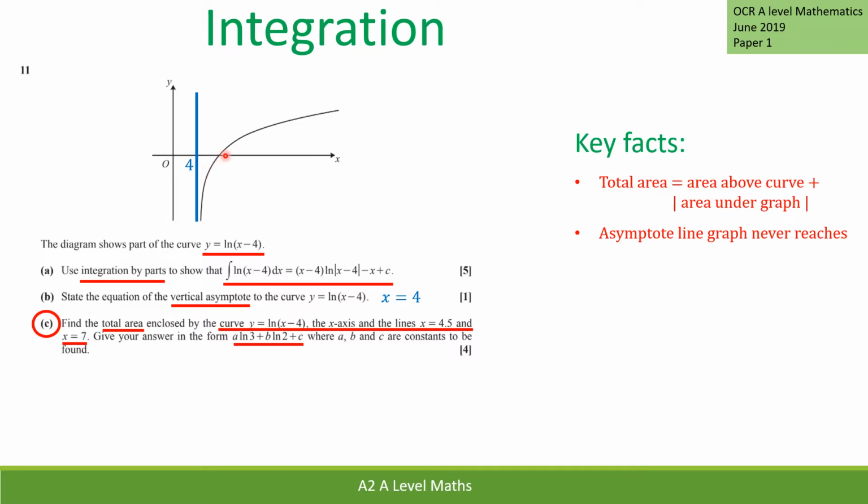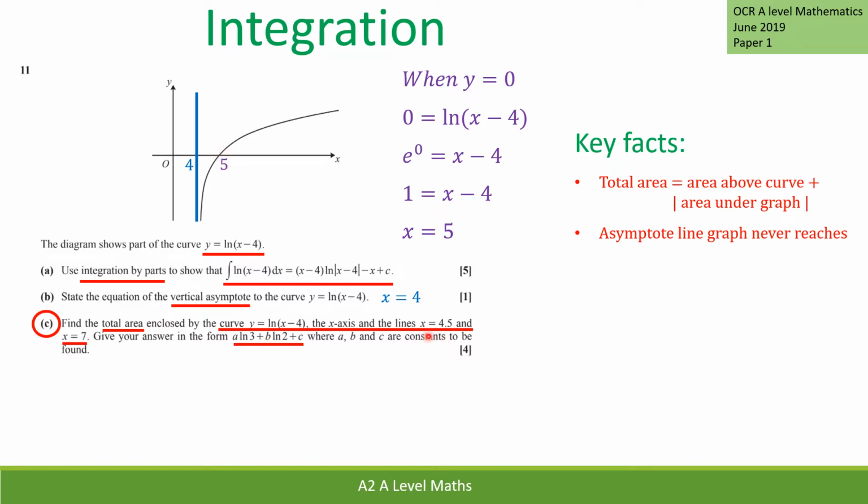So first of all, we need to find this point of intersection. So this is where the curve crosses the x-axis, and to cross the x-axis, that means y is equal to 0. So our equation, ln of x minus 4 equals 0. To get rid of ln, I have to do the opposite. So the opposite to ln is e. So I've got to do e to the power of 0 is equal to x minus 4. Anything to the power of 0 is always 1. So 1 is going to equal x minus 4. To get rid of minus 4, I'm going to add it. So 1 plus 4 is 5. So this point here where they cross is the point 5.